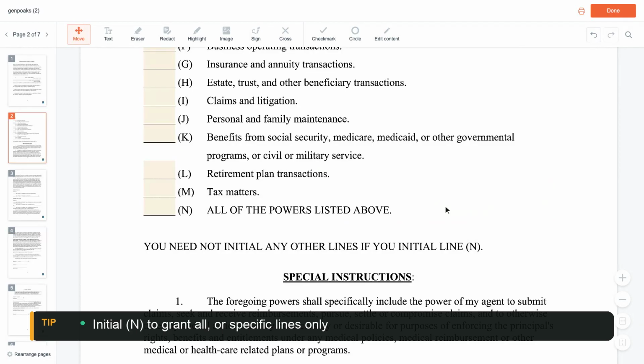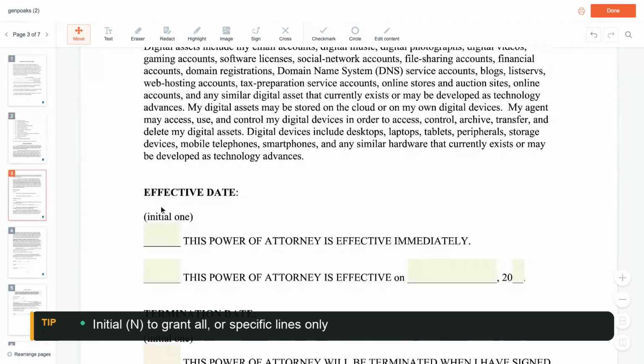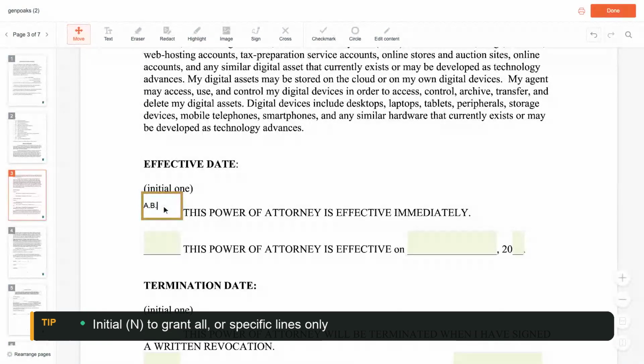Now the powers. The form lists subjects A through N. To give your agent authority over everything, initial the line in front of N. To grant only some, initial just those specific lines instead. Then choose when it takes effect.